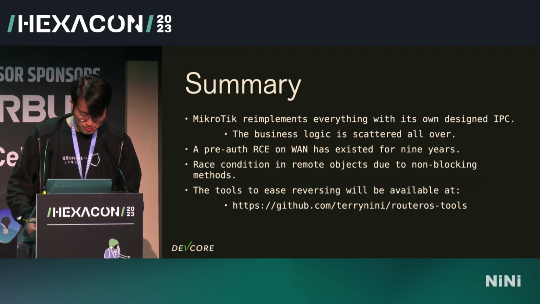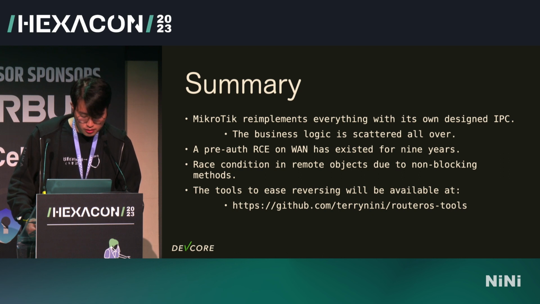So, summary. MikroTik re-implements everything with its own designed IPC. The business logic is scattered all over. So one has to have an abstract concept of the Nova binary to find the most critical code to reverse. And there is a pre-auth RCE on the WAN that has existed for 9 years. Also, we introduced a pattern of race condition in remote objects due to the non-blocking method.